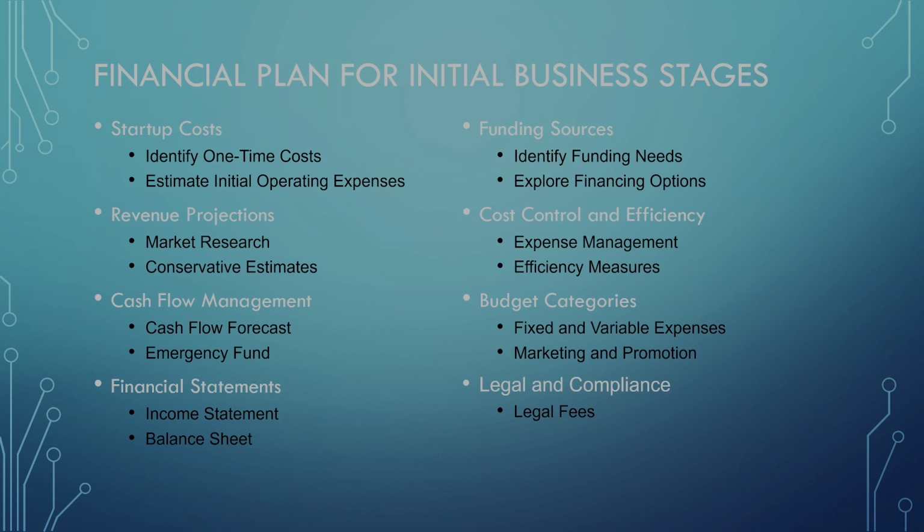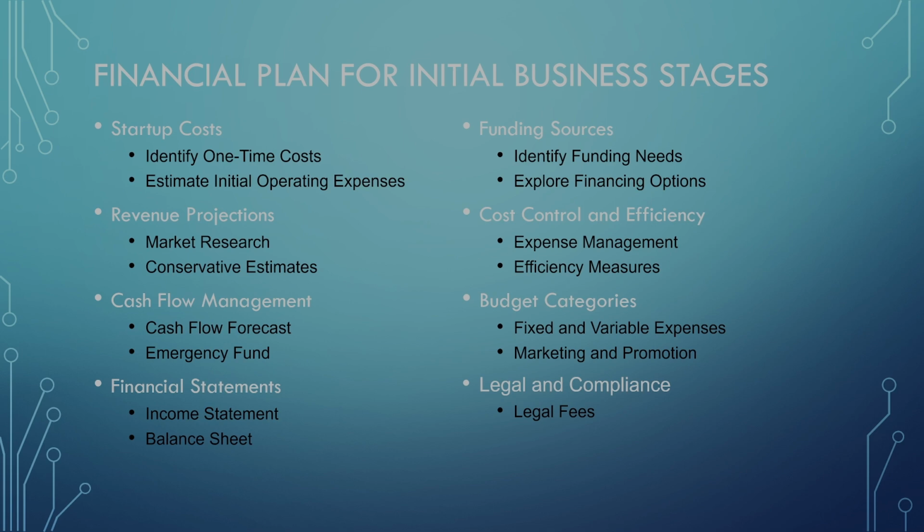Budget categories. Fixed and variable expenses. Categorize expenses as fixed, unchanging, and variable, dependent on business activities. This distinction helps in planning and decision-making. Marketing and promotion. Allocate a budget for marketing and promotional activities. This includes online and offline marketing, advertising, and promotional materials.